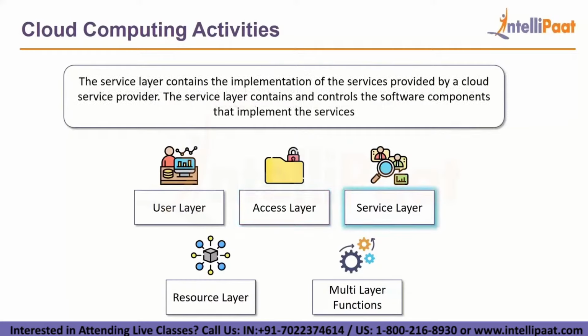Then comes the service layer. The service layer contains the implementation of the services provided by a cloud service provider. The service layer contains the controls of these and the software components that implement the services. So, for instance, things such as Elastic Compute Cloud, which is the Amazon Web Services way of creating new servers.